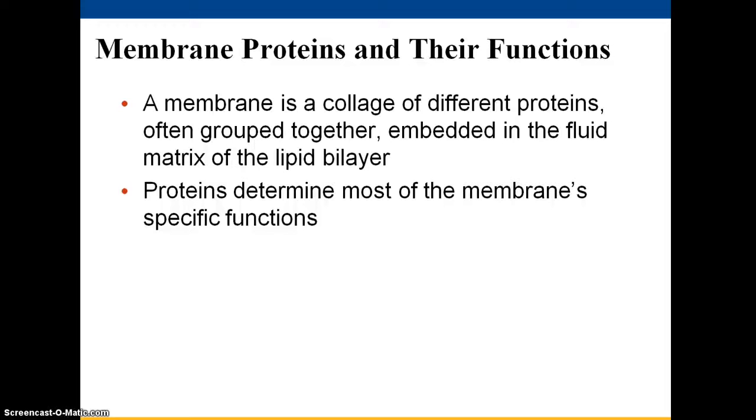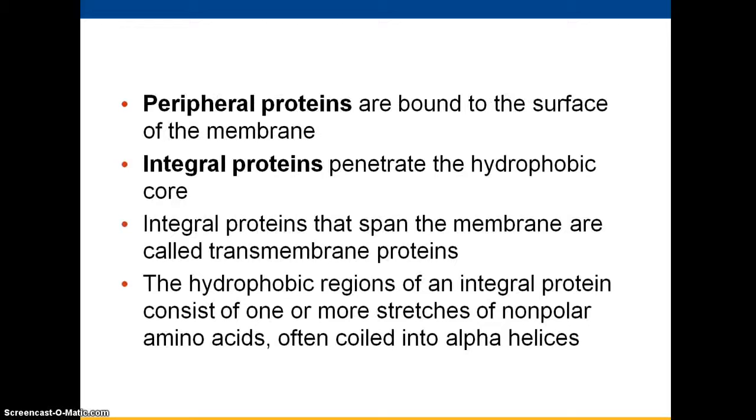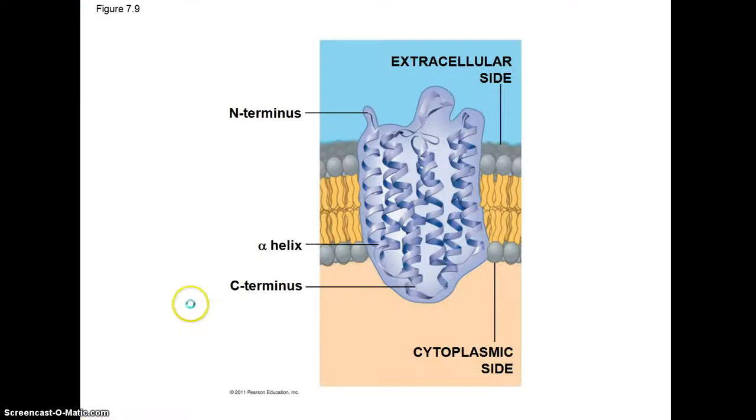Now that we've addressed the fluid part of the fluid mosaic model, let's examine what we mean by the mosaic aspect of cell membranes. Different cells have different proteins, which allow for a variety of different functions. Proteins can be either peripheral or integral. Peripheral proteins are simply bound to the surface of the membrane, whereas integral proteins can actually cross the membrane. They're embedded somehow in the membrane.